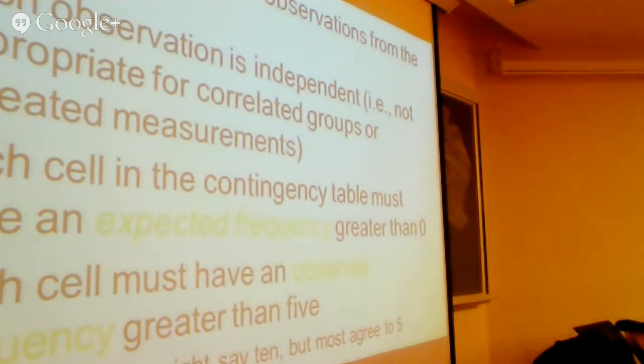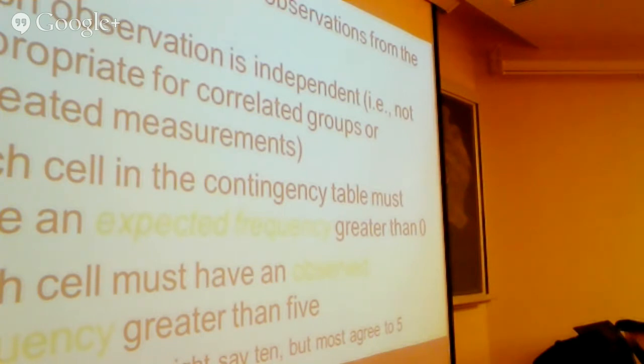We have this assumption that each cell of the expected frequency is greater than 0. I will add a caveat to that, which we'll see later today, which is if it's less than 5, we have to do something as well. But 0 is our hard cutoff. And each cell must have an observed frequency greater than 5.